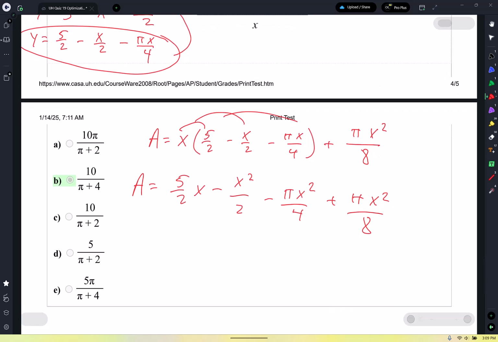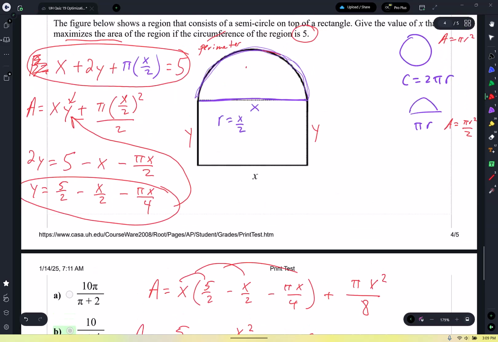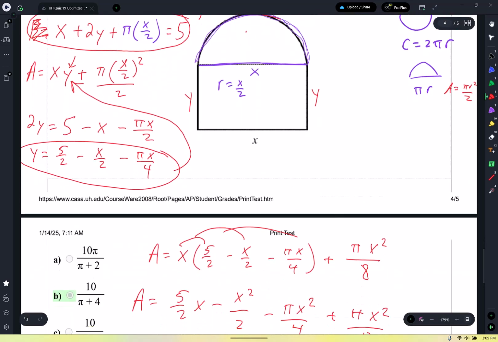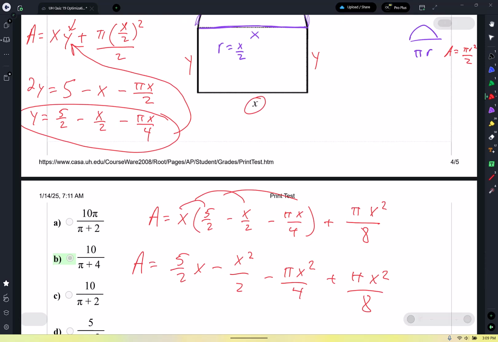This is what I want to maximize. This is what I'm going to take a derivative of. That make sense? What are they looking for? I already forgot what they're looking for. Give the value of x that maximizes the area. Okay, they want the value of x that gives me the biggest area.